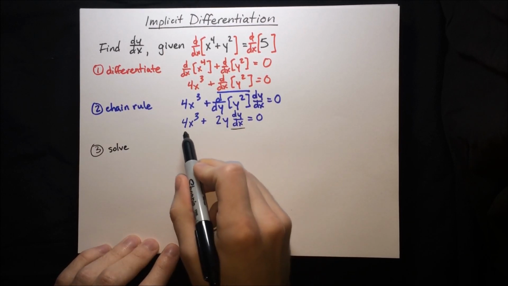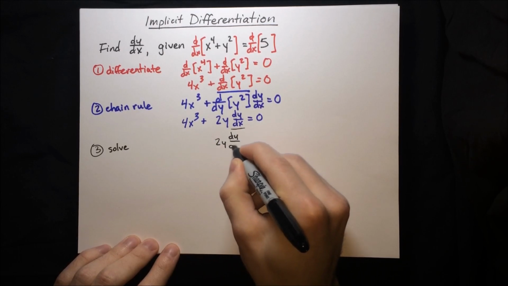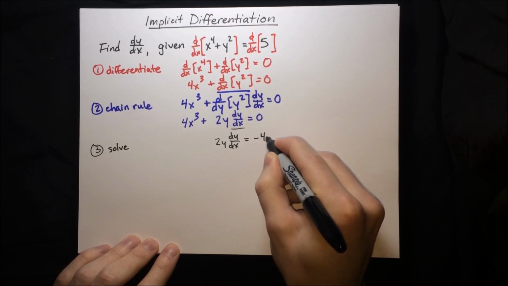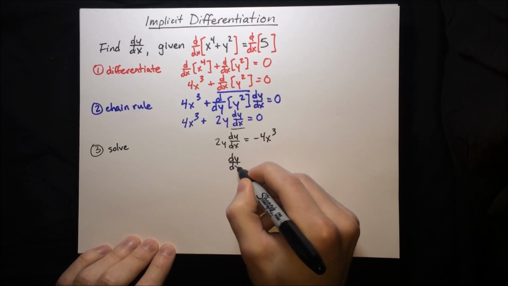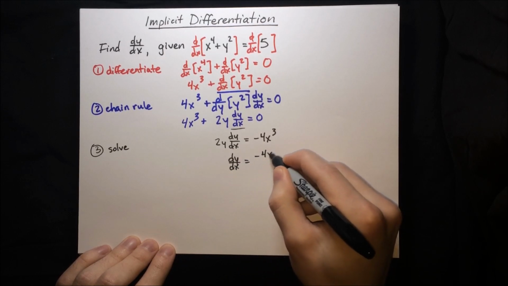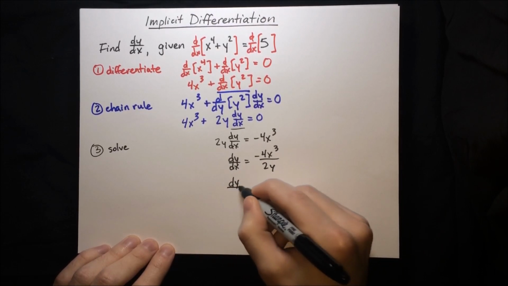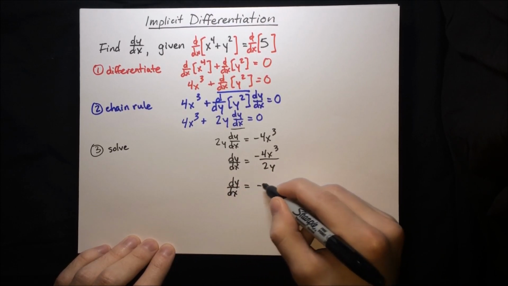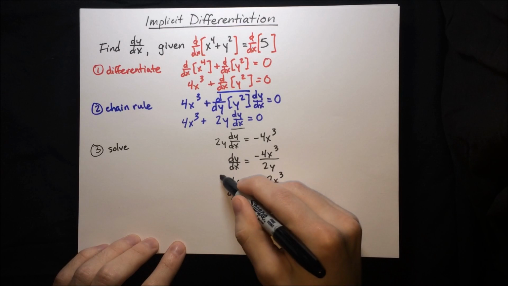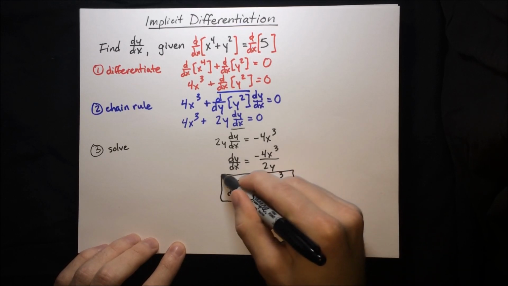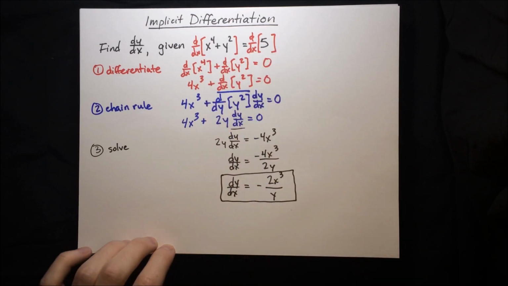So we'll go ahead and start by subtracting off this 4x to the third, and we get 2y dy/dx equals negative 4x to the third. And then we can divide by that 2y, and we get dy/dx equals negative 4x to the third over 2y. And we'll just simplify this a little bit, and we get dy/dx equals negative 2x to the third over y. And that is our final solution. That's the derivative of y with respect to x given this equation.